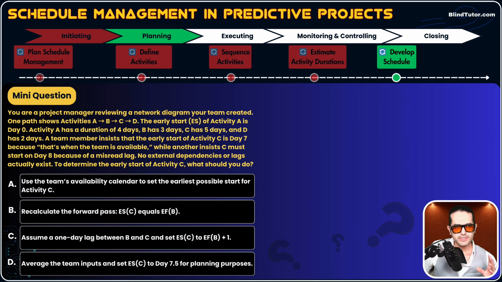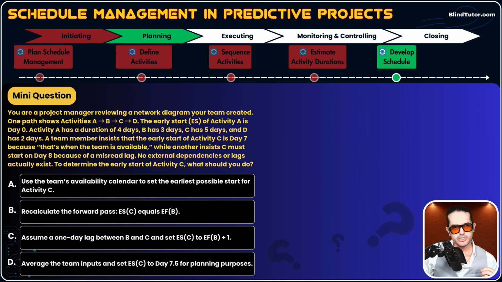Now, as you can see, there is lots of data, like early start of activity A or durations of all activities. Do we need that data? No. Why? Because in the options, the question is not looking for the exact early start of activity C. The question is looking for the right method, the right approach to use. So, what's the right approach?